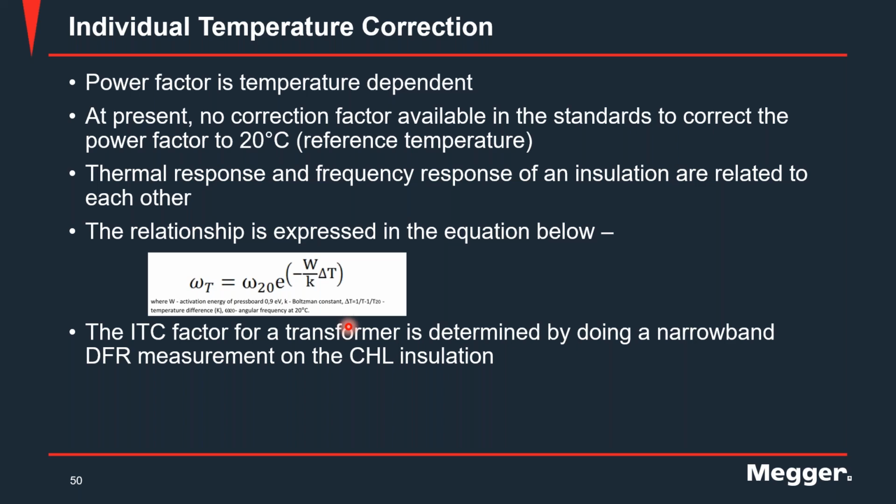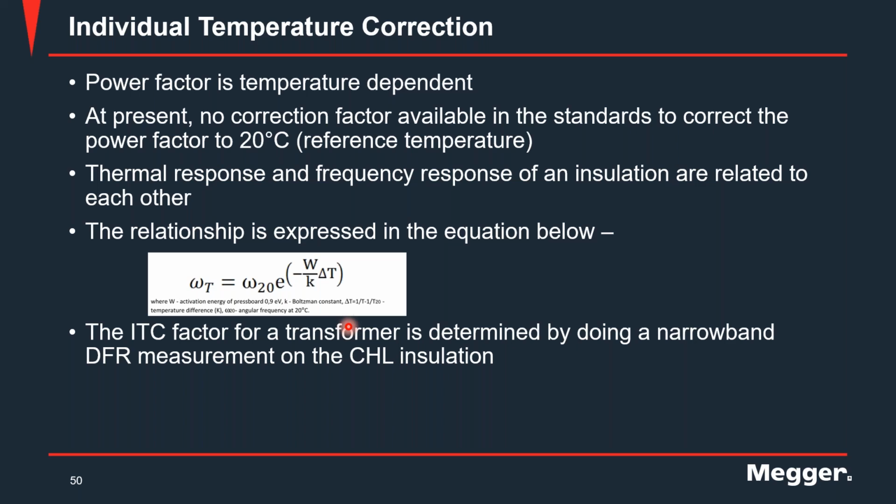Earlier, in the guides, there used to be a table that had some generic temperature correction factors, accompanied by a statement which basically said that these factors are generic and they may not always work. That was the case more so if there's moisture in the insulation of the transformer. What we found is that the thermal response and the frequency response of an insulation are related. They're related by this equation that's shown here, called the Arrhenius Equation, and we exploited this equation to come up with a way of correcting a power factor for temperature.